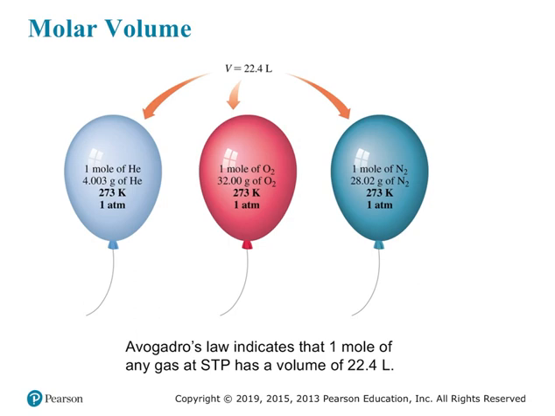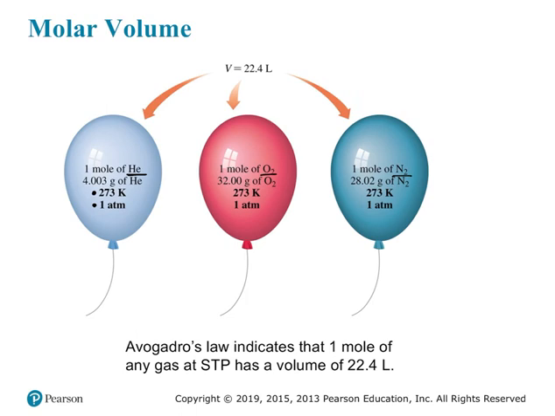So this figure really highlights the same thing I just went over. So let's say we have helium in a balloon, oxygen in a different balloon, and then nitrogen in yet a different balloon. And let's say that all of these gases are at 273 Kelvin, which is standard temperature, and 1 atmosphere, which is standard pressure.